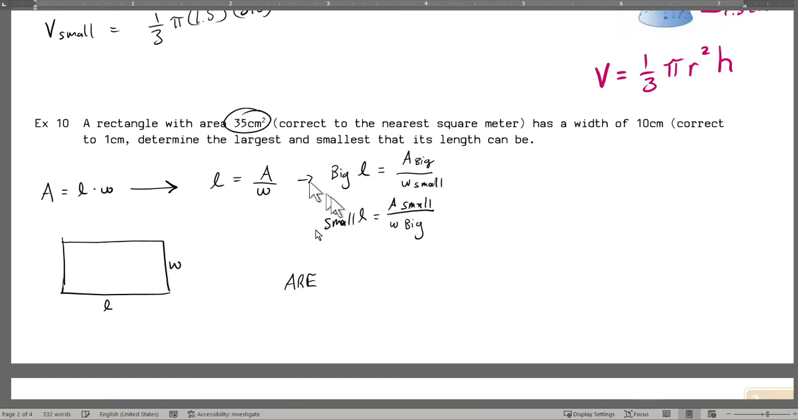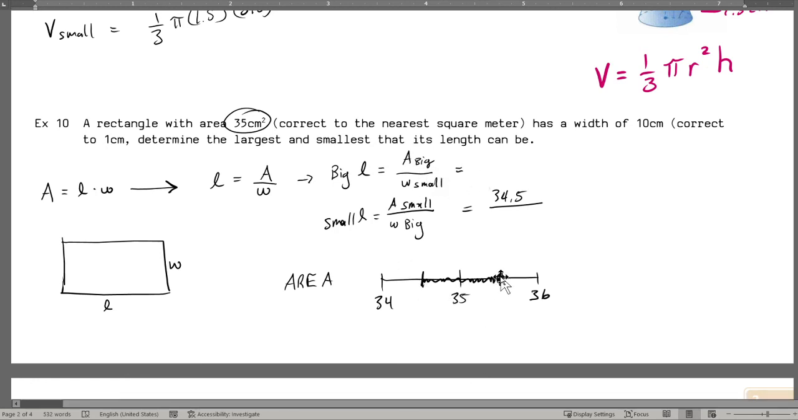Remember, it's accurate to the nearest centimeter. So here's 35, here's 34, and here's 36, meaning it's anywhere between these two values. The smallest the area could be is 34.5, so small area, I'm going to put that right there, 34.5. The biggest the area could be is 35.5, or 35.49 repeating.